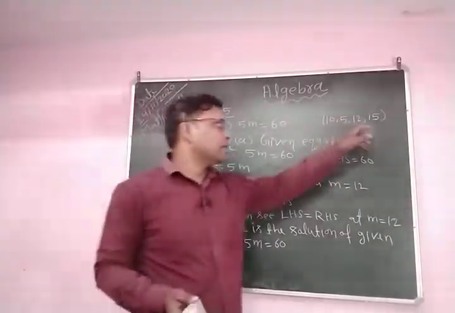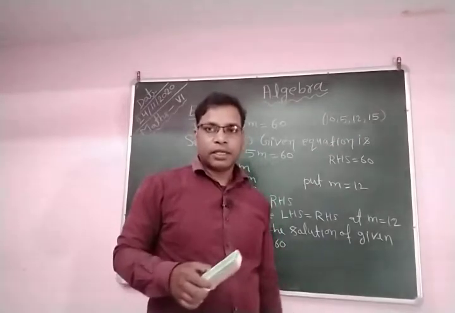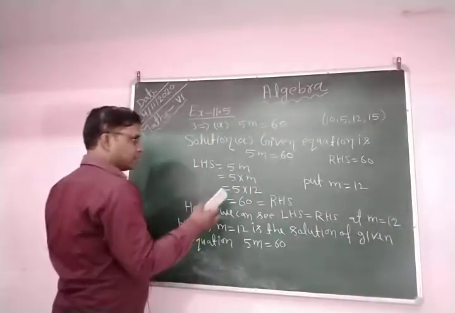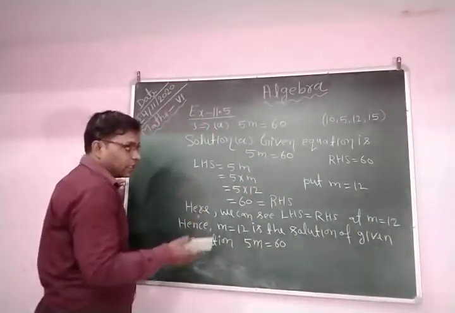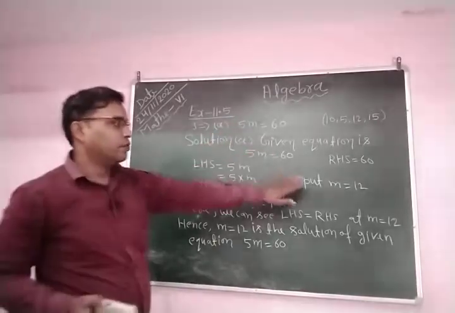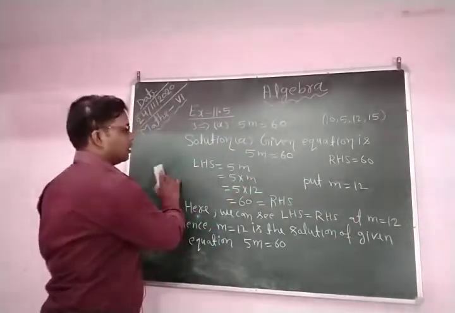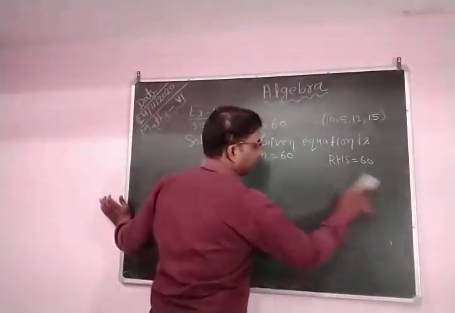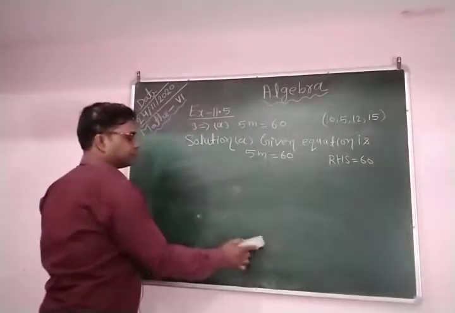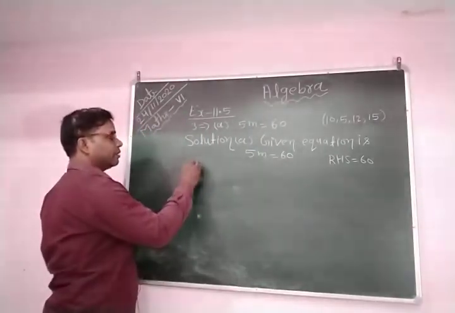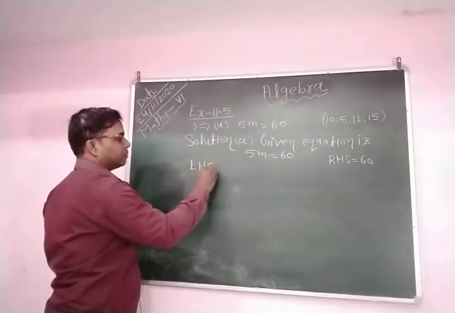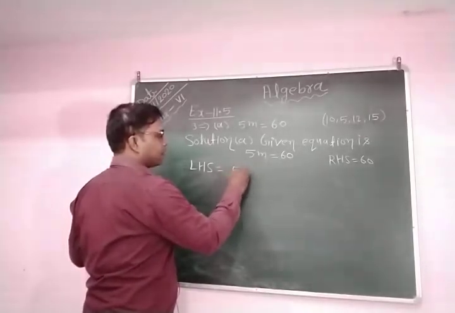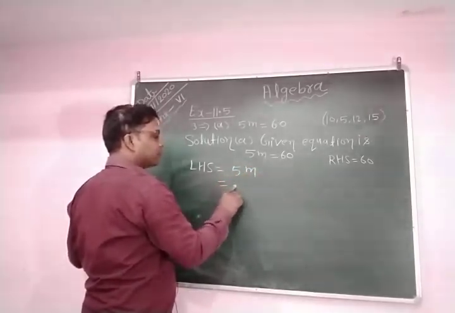Now we have the last option, 15. Let's see, is 15 the solution of the given equation or not? Here you can see the solution of this equation is 12. Now we take m is equal to 15 and try to find whether it is a solution of the given equation. So again we write here, left hand side. Left hand side is given here, 5m.